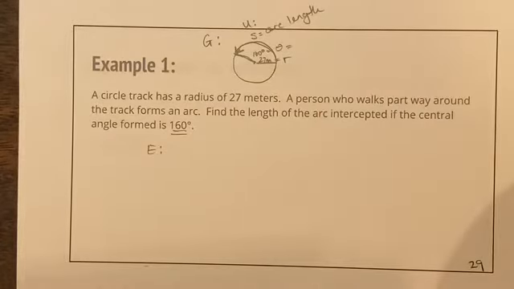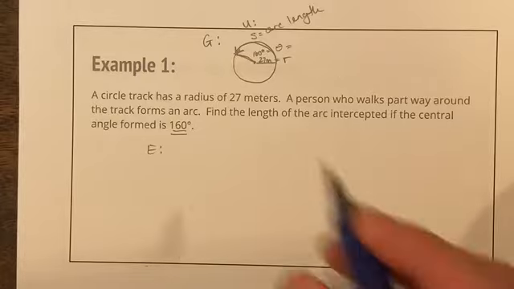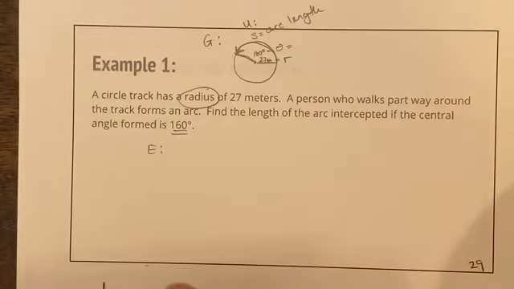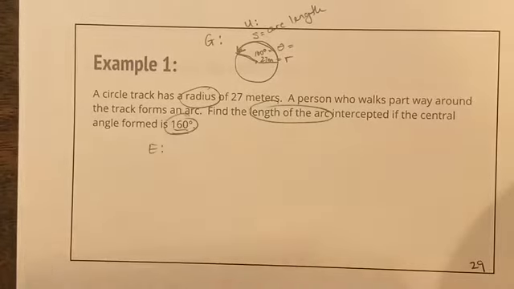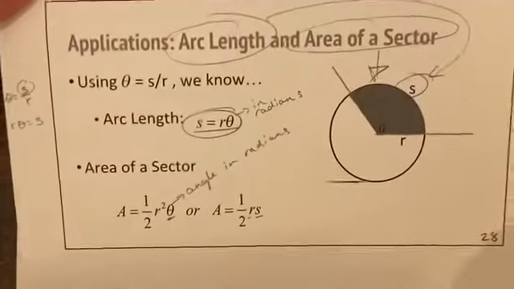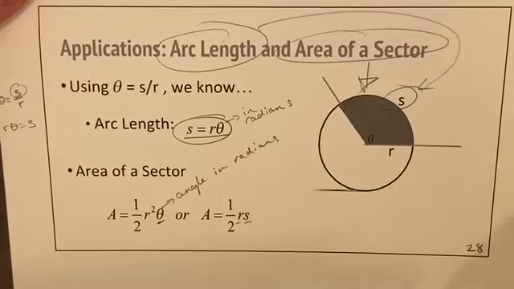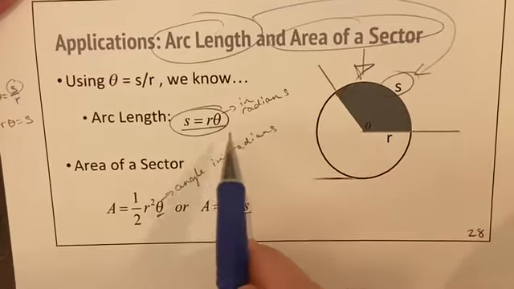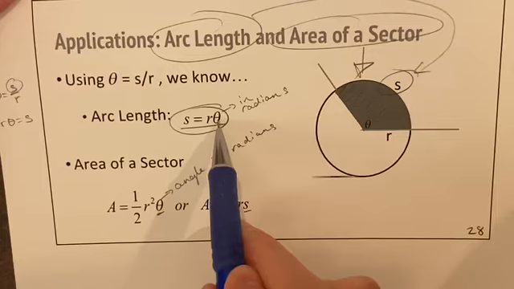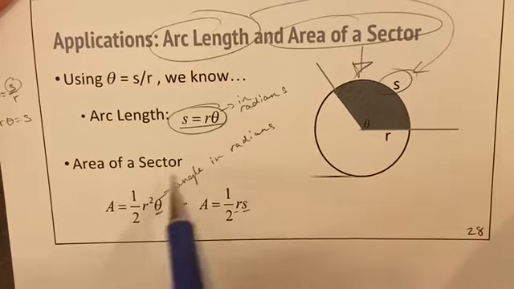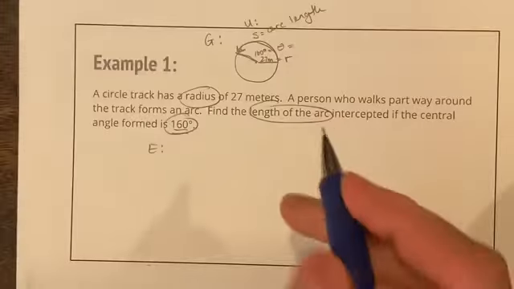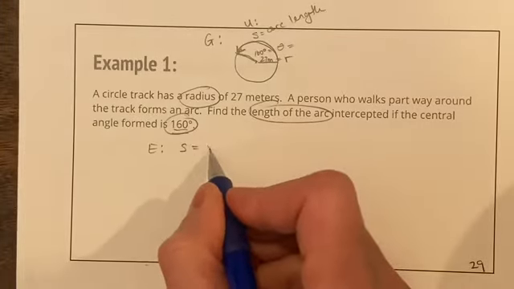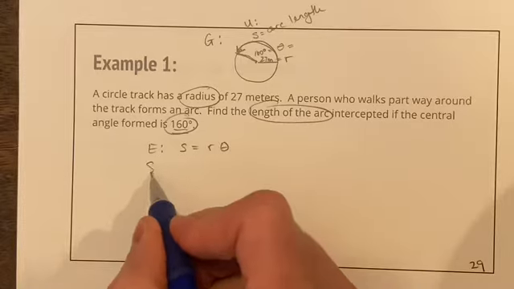Our equation step is going to come from which formula combines what we have. We have radius, we have arc length, and we know our angle. So the formula that combines those is arc length, radius, and then your angle. We're not talking about area, so we're definitely going to use this formula: arc length is equal to r theta.